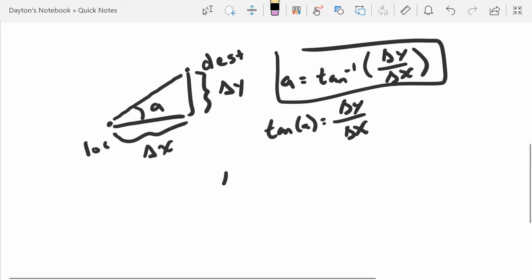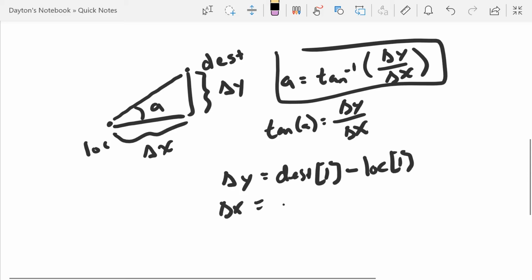So just to be more explicit, delta y is equal to destination 1 minus location 1, and delta x is equal to destination 0 minus location 0. So all we have to do is pass in those two things into the inverse tangent function, and we should have the angle A.